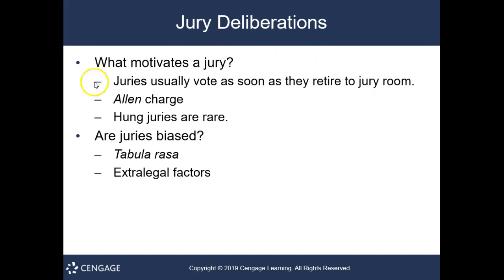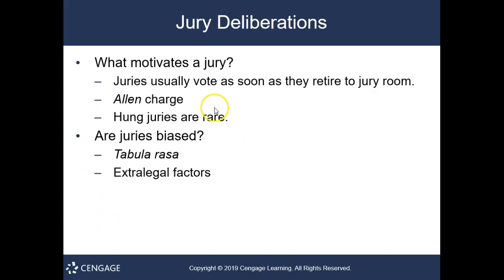So next we have jury deliberations. And the question has always been asked, what motivates a jury? Juries usually vote as soon as they retire to the jury room. That's usually the case because usually the cases are pretty clear one way or another. And hung juries are somewhat rare. They do happen, and I've had them happen to me as a prosecutor. It does happen.